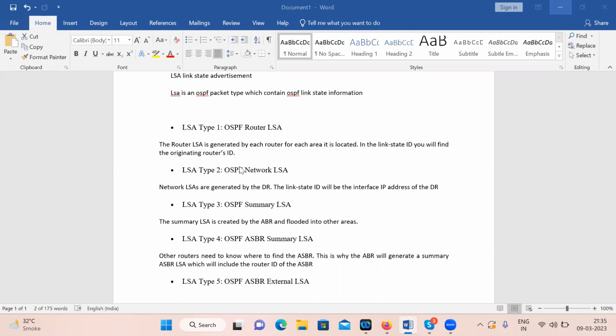If you want that election should not be automatic, you can set it manually by putting a manual command. Okay, how to set the router ID, that we will see.